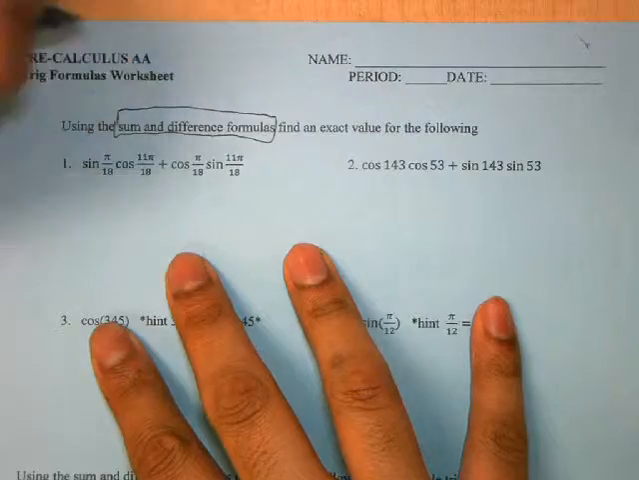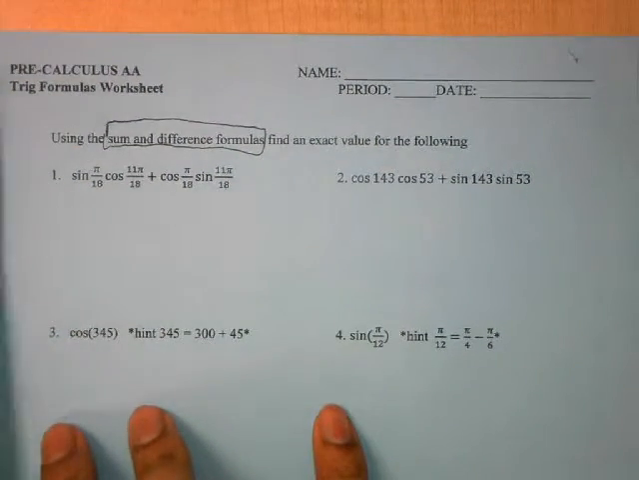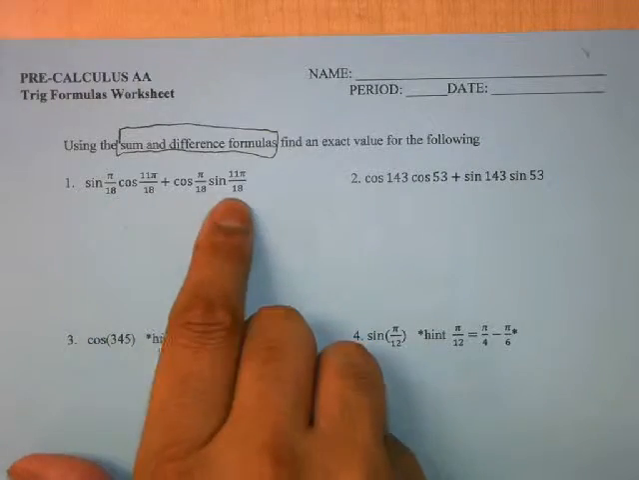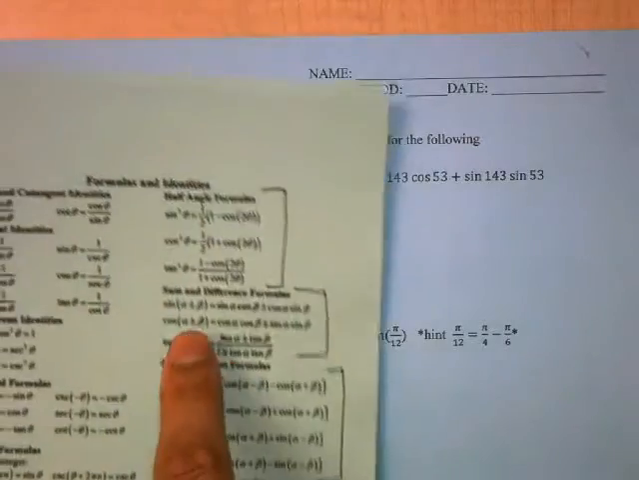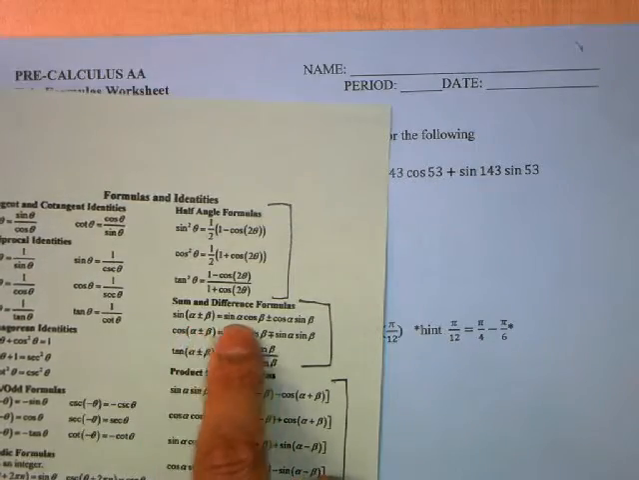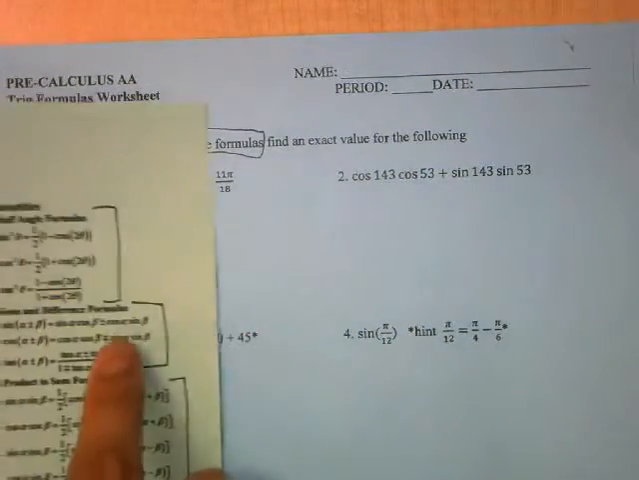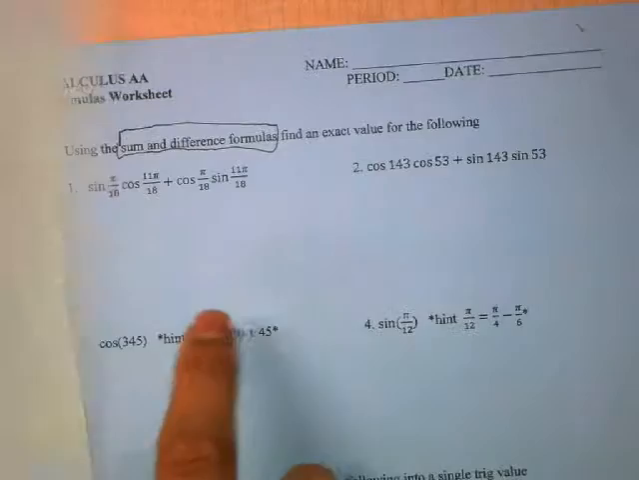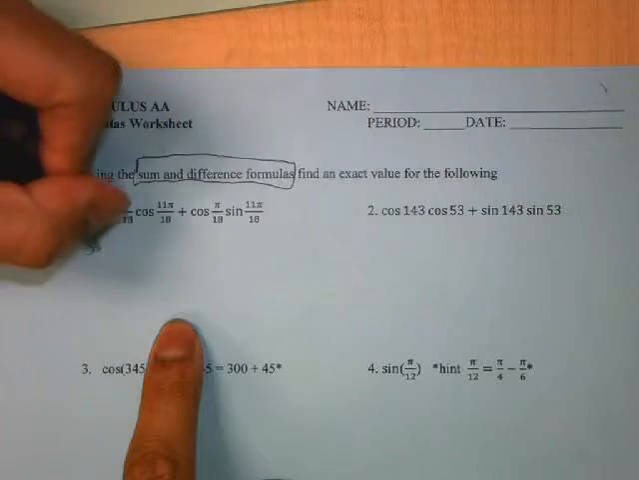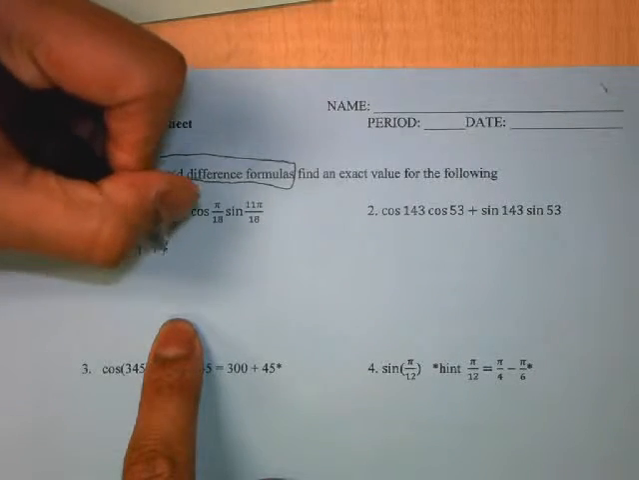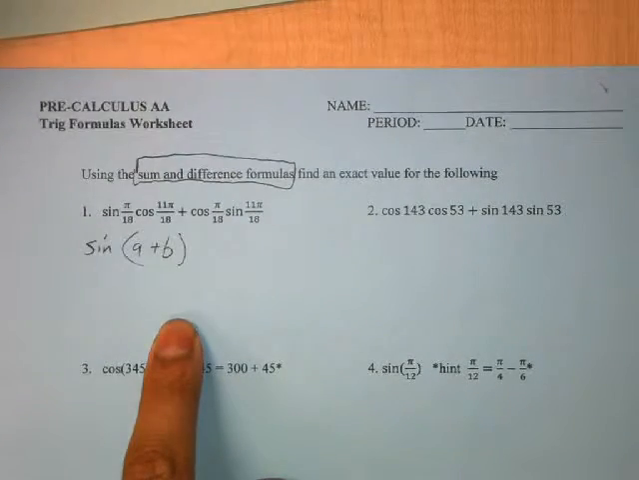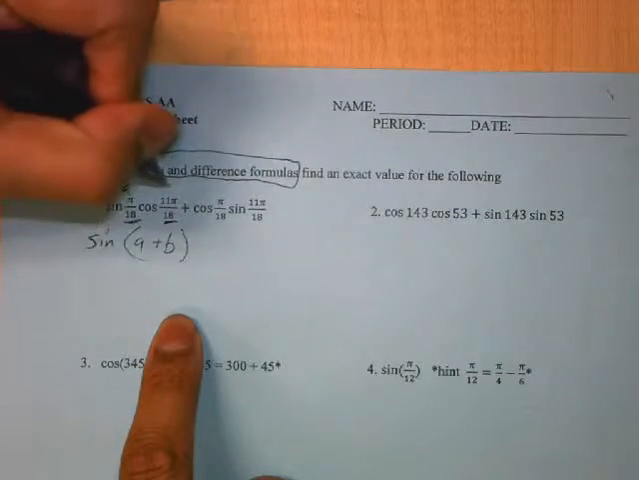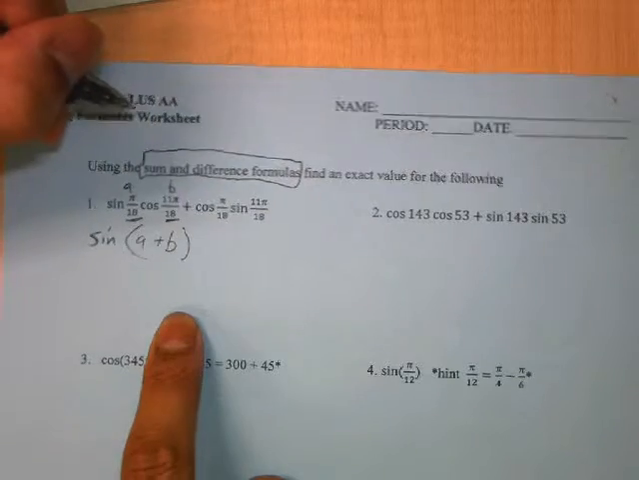So use those to find the exact value for these questions, right? If I take a look at this and I say, hey, sine, cosine, cosine, sine, that pattern is going to be right here in my sum and difference formulas. Since this is plus, top sign over here, right? The top one says plus, so I need to use plus over here as well. So this is going to be sine A plus B. So what are A and B here, right? Well, I can say A is 18 and B is 11 over 18, right?